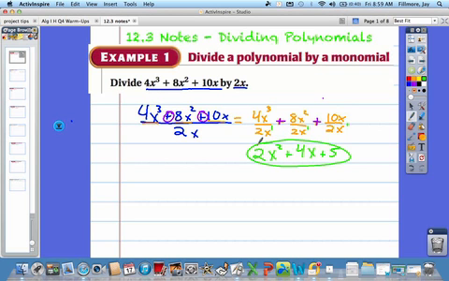Okay, so this is the first way you can do it. You break it apart piece by piece, write it as a fraction, and you subtract your exponents like usual. So that's the first way.